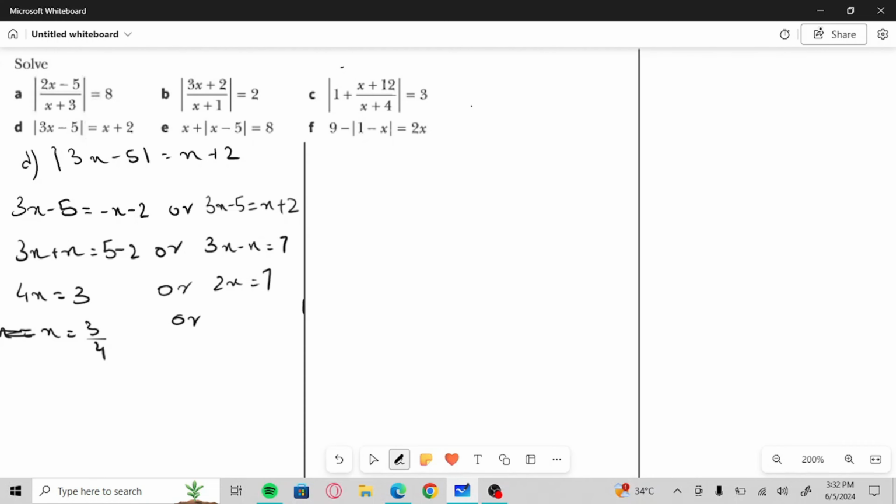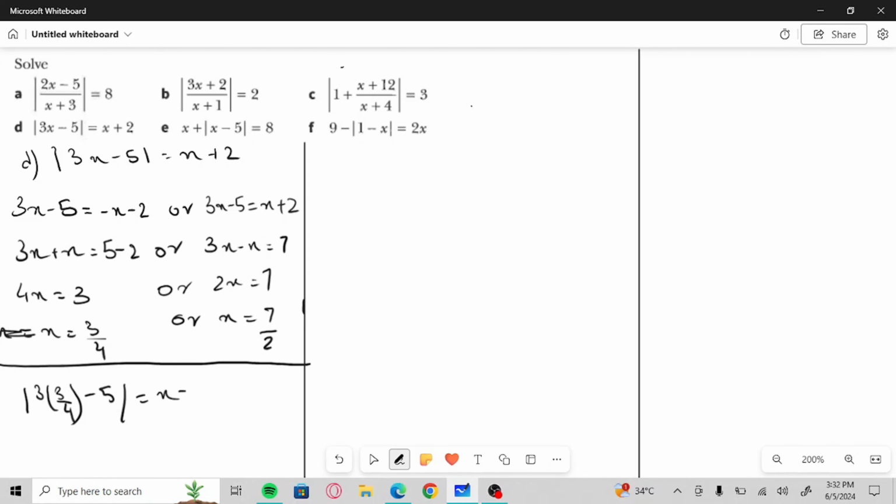So again, what we'll do is the modulus, we will say 3 multiplied by 3 upon 4 minus 5, modulus, is equal to x plus 2. So 3 times 3 is 9, 9 upon 4 minus 5 is equal to minus 11 upon 4. The modulus of minus 11 upon 4 is equal to x plus 2. What was x? 3 upon 4 plus 2 is equal to 11 upon 4. So our answer is correct. This input is correct.